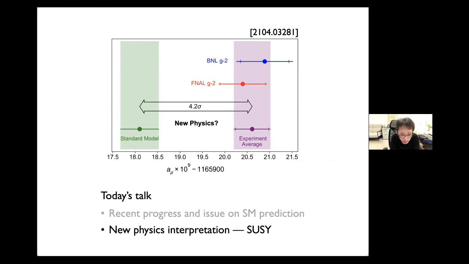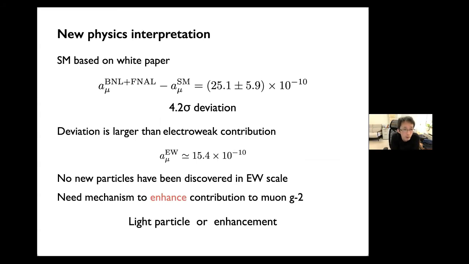Okay, so let me go to the second part, the new physics interpretation. The standard model value based on the white paper deviates from the Fermilab experimental data, BNL plus Fermilab data, at the 4.2 sigma level. And this is about 10 to the minus 9, which is comparable. Actually, it is larger than the electroweak contribution. The electroweak contribution is about 15.4 times 10 to the minus 10. So the current deviation is larger than the electroweak contribution.